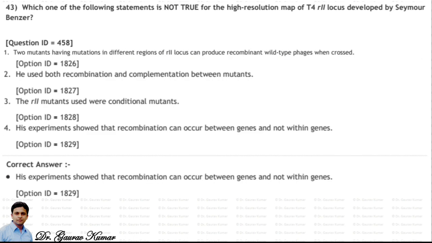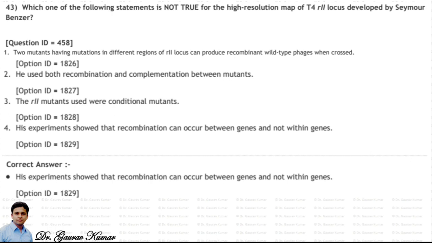Next question. Okay, this is a big question, and you have to see the details properly. Which one of the following statements is not true for the high resolution map of the T4 rII locus developed by Seymour Benzer? So they are just asking you a direct question from the Benzer experiment.